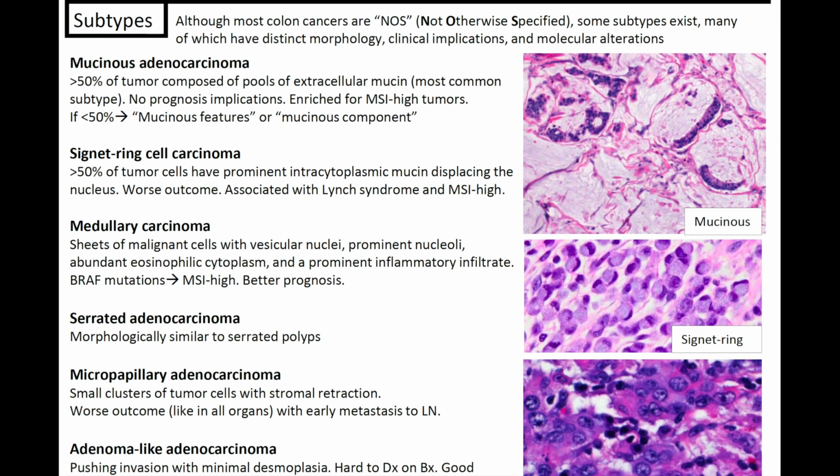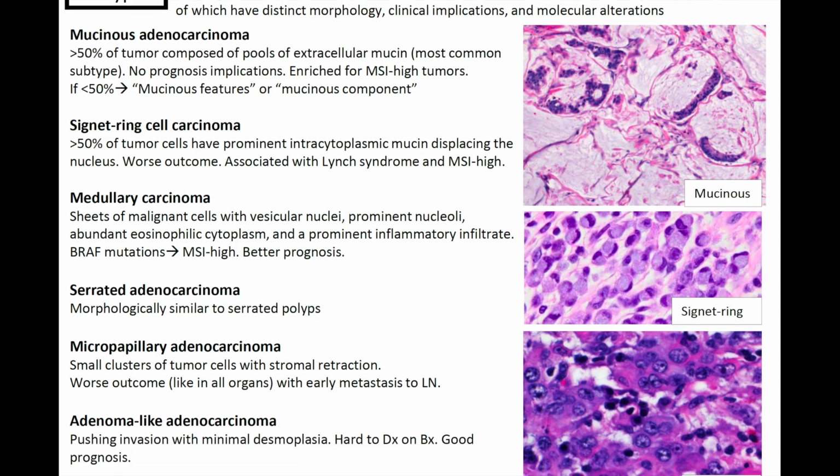There are several subtypes of colon cancer to be aware of. Although most colon cancers are NOS, not otherwise specified, some subtypes exist, many of which have distinct morphology with clinical implications and molecular alterations. You can have a mucinous adenocarcinoma, pictured here on the right. Makes sense, right? It's predominantly mucin, more than 50% of the tumor composed of pools of extracellular mucin, and it's the most common subtype.